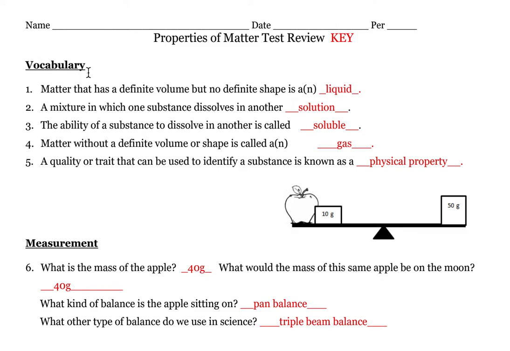First section is vocabulary. Number 1. Matter that has a definite volume but no definite shape is liquid. Takes the shape of its container, don't forget that. Number 2, a mixture in which one substance dissolves in another is a solution. Number 3, the ability of a substance to dissolve in another is called soluble. Number 4, matter without a definite volume or shape is called gas. Number 5, a quality or trait that can be used to identify substances is known as a physical property.